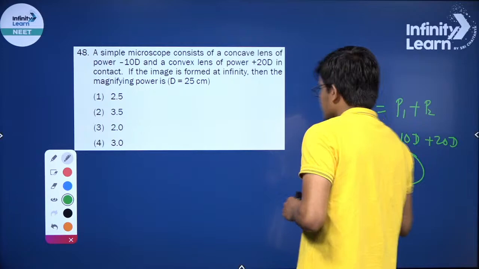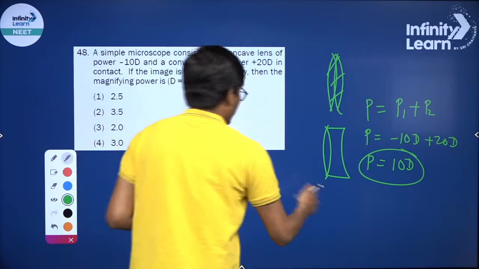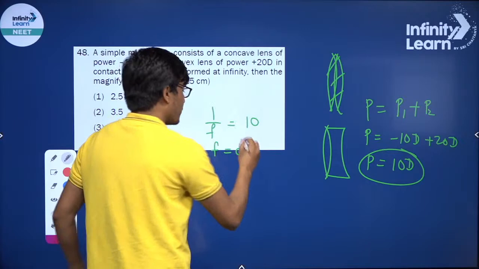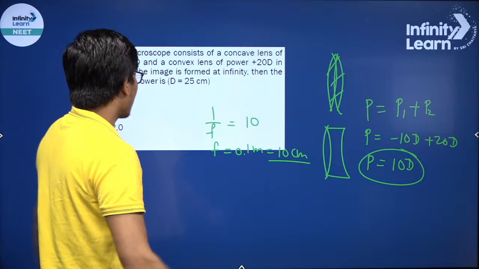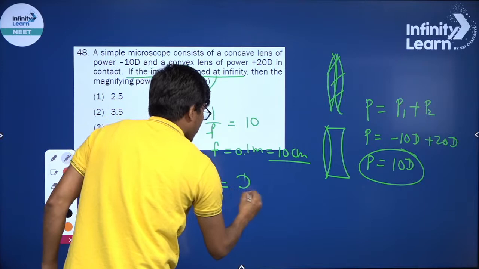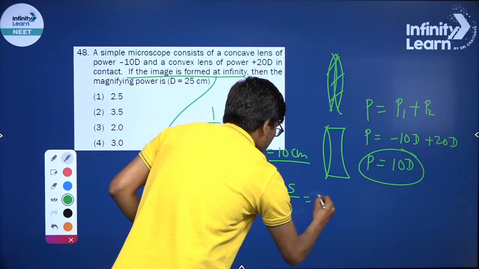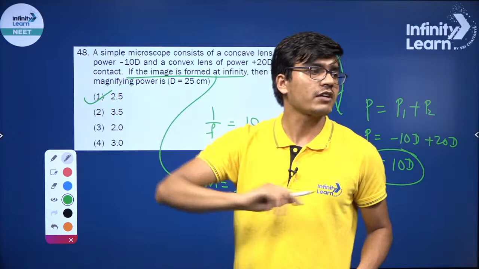So if you know the power, can you calculate the focal length? Obviously 1 by f is equal to the power, that is 10, so f will be 0.1. And whenever you are having D as a unit, meaning diopter, then your focal length will be in meters. So you can write it as 10 centimeter. And if the image is formed at infinity, magnification is given by D by f. D is the distance for least distinct vision, and f you have calculated, so magnifying power should be 2.5.